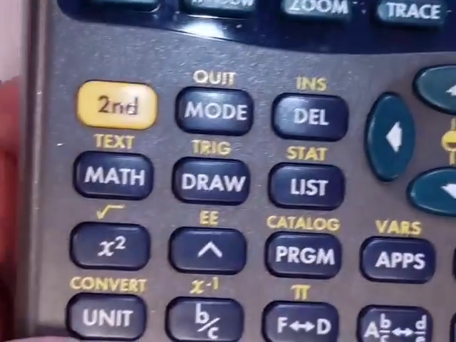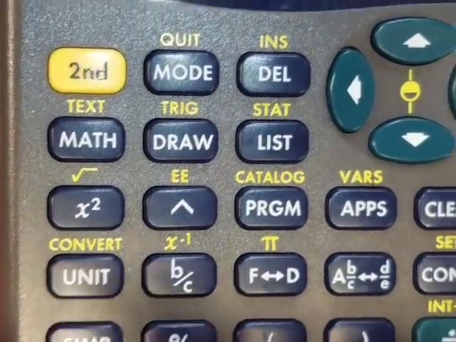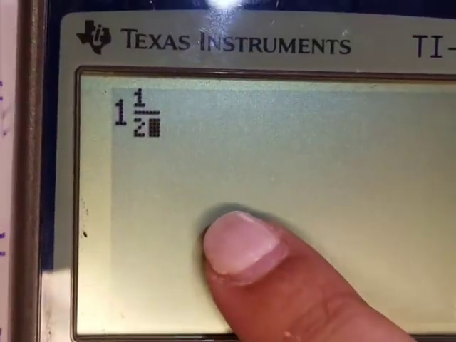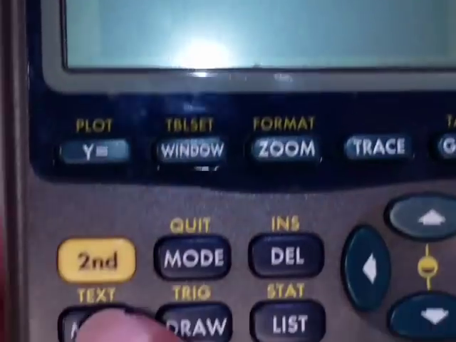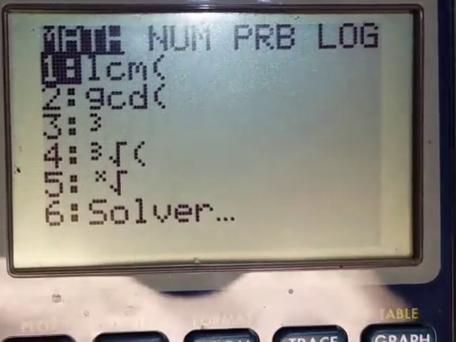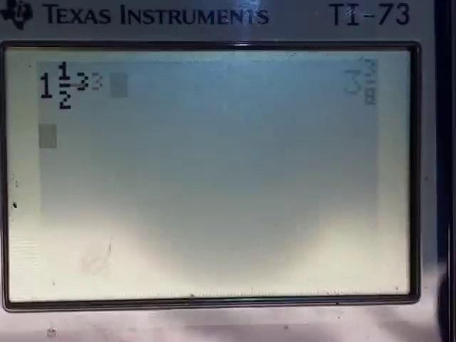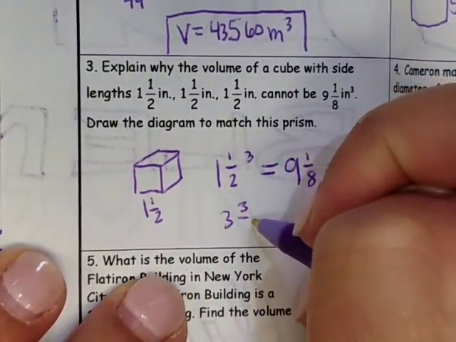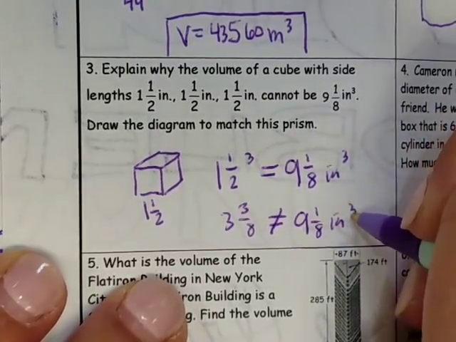So a lot of you sometimes don't know how to use this, so use the unit button to make your mixed number. So 1 and 1/2, or you could just type in 1.5. And then I'm going to cube this. To do that, I'm going to choose the math button, which is right here. And I'm going to choose this choice right here, number 3, because that's going to cube my answer. So now my screen looks like this, 1.5 cubed. I press it and I get 3 3/8. So this is actually 3 3/8, which is not equal to 9 1/8 inches cubed.